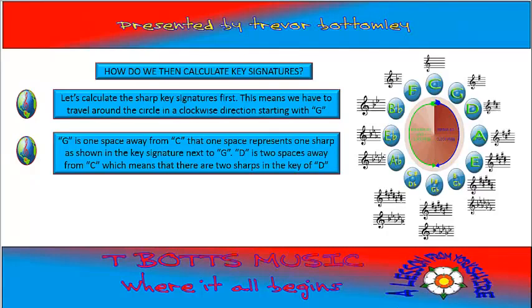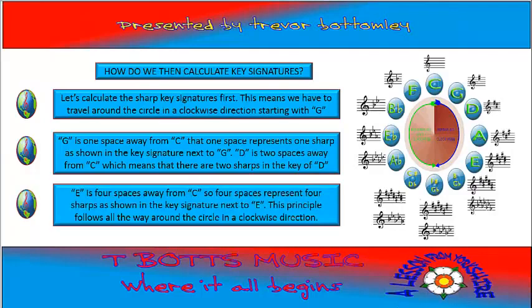D is 2 spaces away from C, which means that there are 2 sharps in the key of D. E is 4 spaces away from C, so 4 spaces represent 4 sharps, as shown in the key signature next to E. This principle follows all the way around the circle in a clockwise direction. Now we will calculate the flat key signatures.